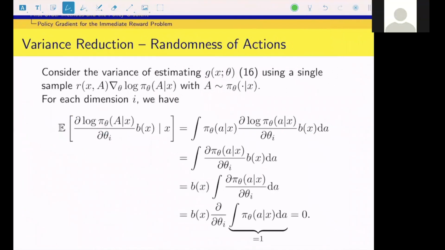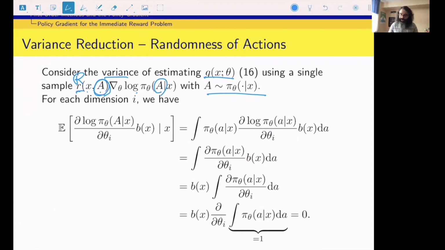Awesome, thanks. So here, as you mentioned, we want to consider the variance of estimating g of x and theta by using a single sample: r of x and a, times the gradient of log pi theta of a given x, with a coming from this policy. So here the randomness is over choice of actions. This term could also be a random reward, but what I'm showing is that the randomness is only because of the policy, and the reward is deterministic. Not much would change if we change it to capital R.